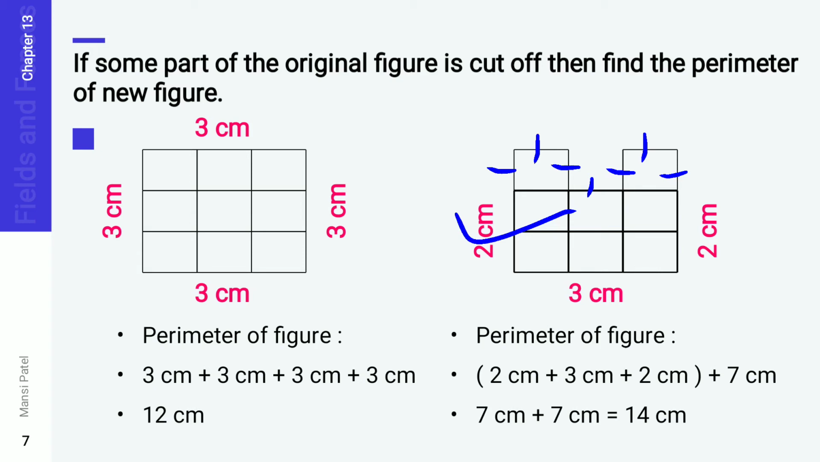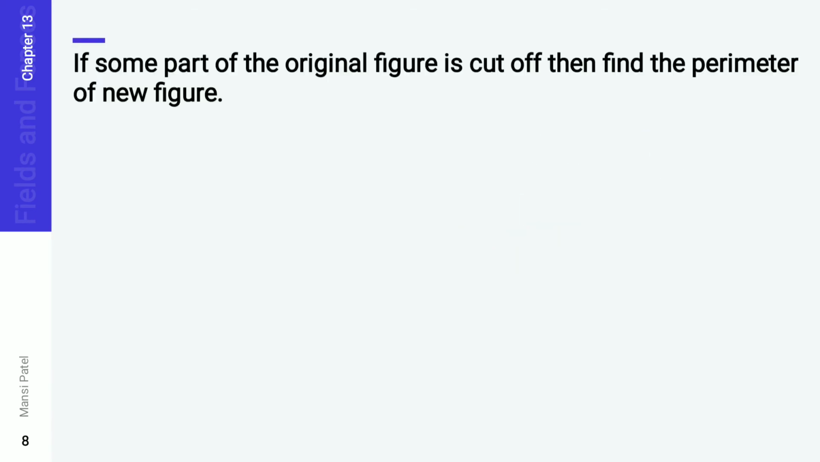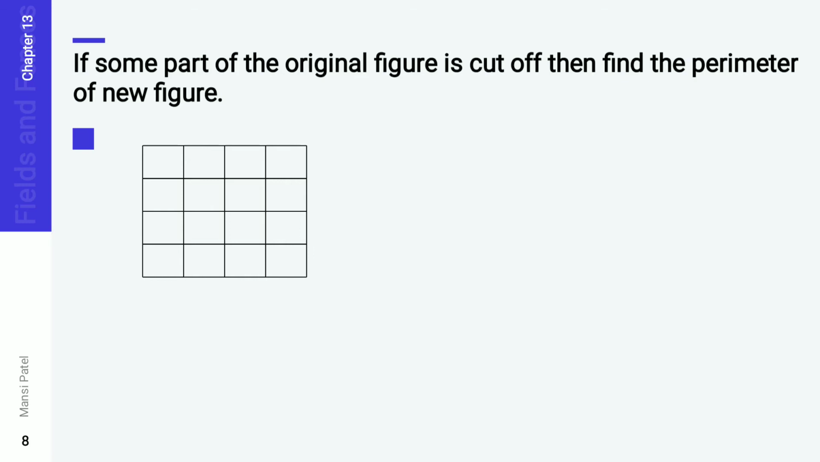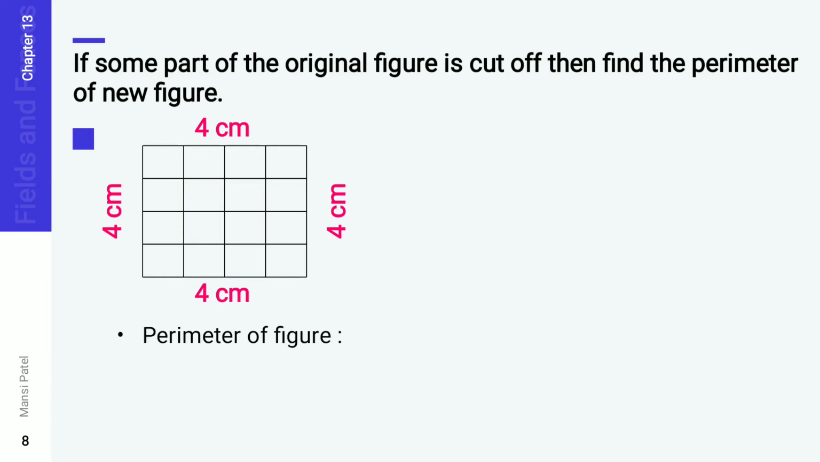Let us see another sum. In this also I am giving one figure to you, and from this figure I just cut some part. The measurement of this figure is 4 centimeter, 4 centimeter, 4 centimeter and 4 centimeter. So now add all the sides. The perimeter of this figure is 4 centimeter plus 4 centimeter plus 4 centimeter plus 4 centimeter. So 4 plus 4 is 8, 8 plus 4 is 12, and 12 plus 4 is 16 centimeter.